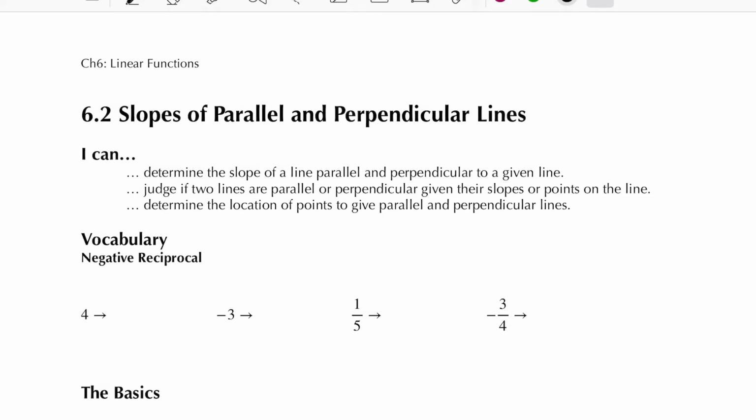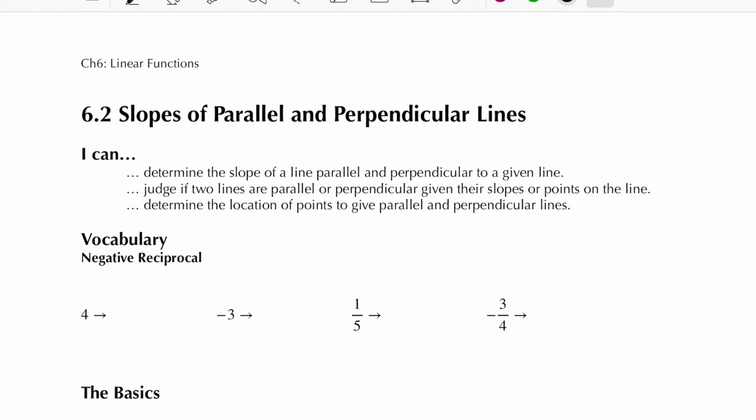In this video, we're going to start on section 6.2, slopes of parallel and perpendicular lines. We're going to go through the vocabulary and some of the basics. By the end of this section, you should be able to determine the slope of a line parallel and perpendicular to a given line. So I tell you a line, I say here's the line. You should be able to tell me the slope of a parallel line and the slope of a perpendicular line.